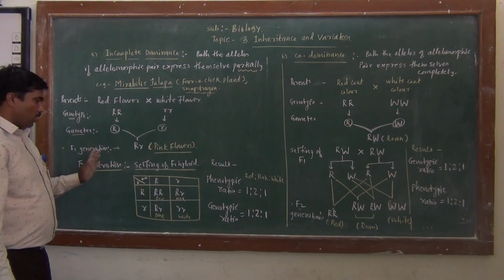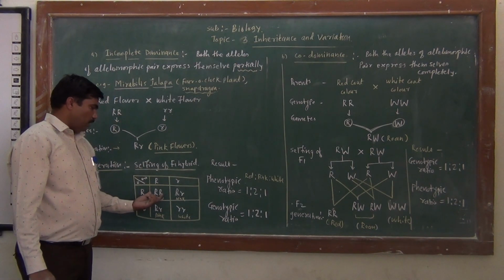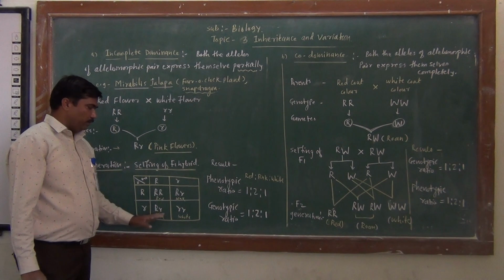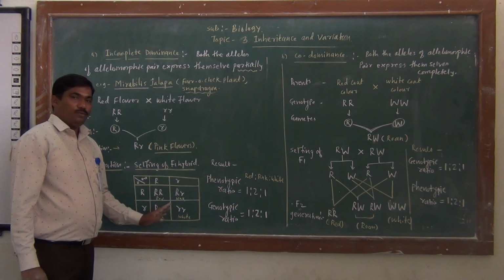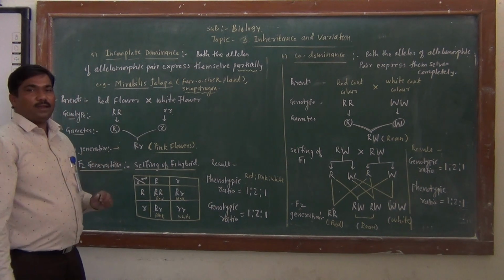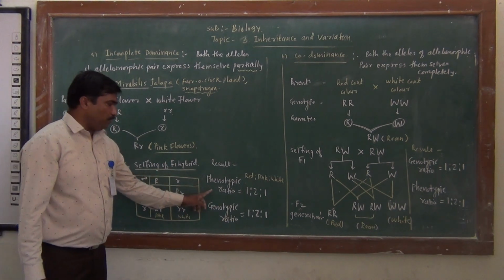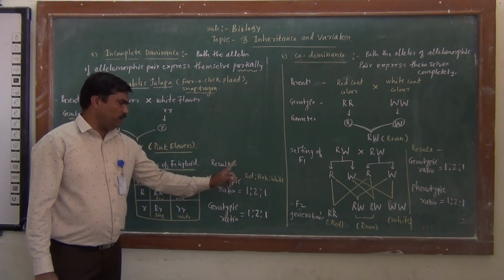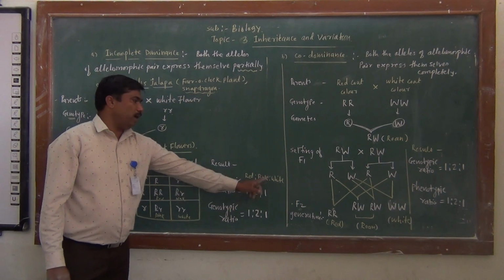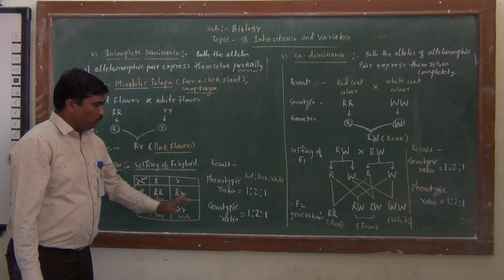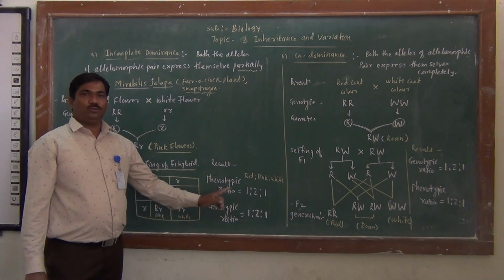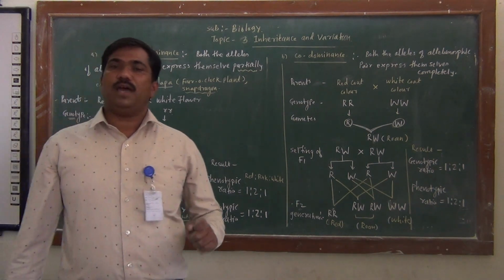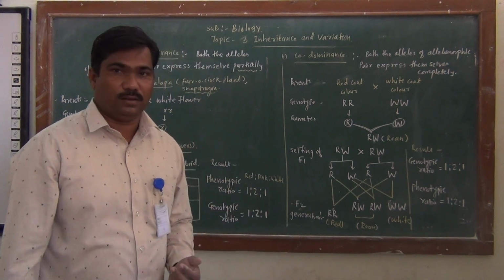So we get 4 individuals. Out of 4, 1 plant has a red flower, 2 plants have pink flowers, and 1 plant has a white flower. So we get genotypic and phenotypic ratios. Here the phenotypic ratio is 1:2:1, that is red 1, pink 2, and white 1. The genotypic ratio is also 1:2:1. So genotypic and phenotypic ratio is 1:2:1 instead of 3:1.